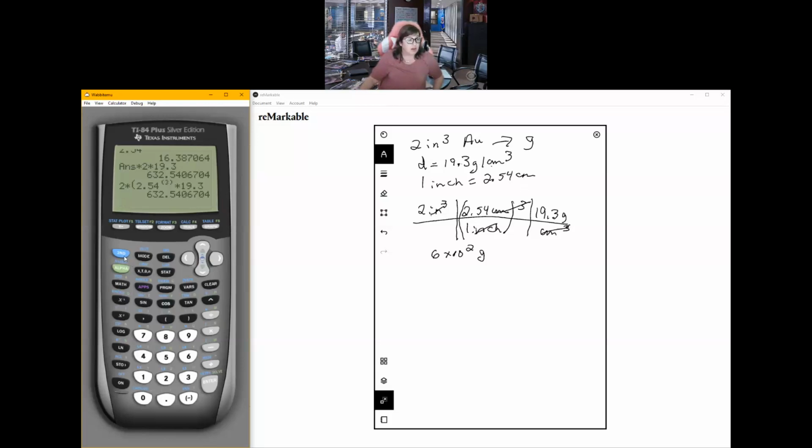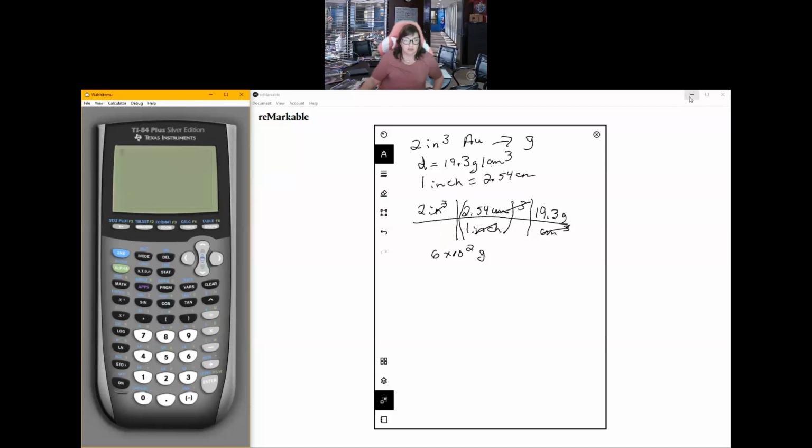And of course, if you're not confident in doing that, you can always go to mode, move it to scientific, hit enter, quit that, multiply by 1. And that gives me 6.32 times 10 to the 2. And I know that since it's 1 sig fig, I'm going to leave it as 6 times 10 to the 2. Okay? So there's that.